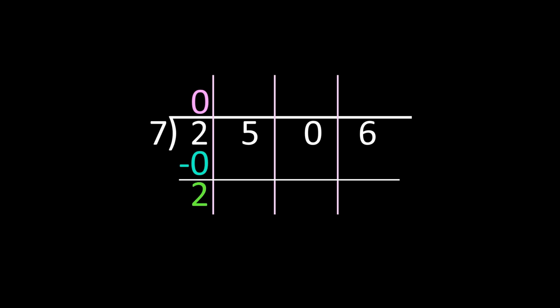And instead of bringing the 5 down, I'm going to bring the 2 up into the next section of my problem. So instead of 5, I'll have 25. And then I start by dividing again.